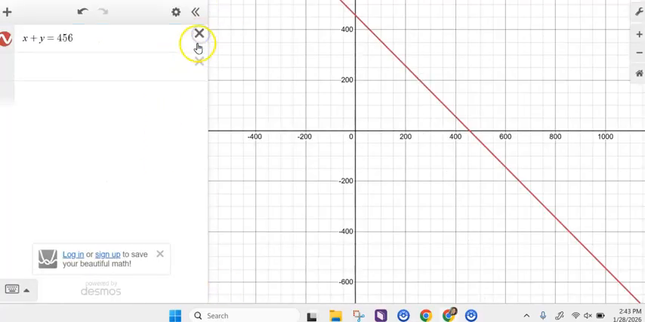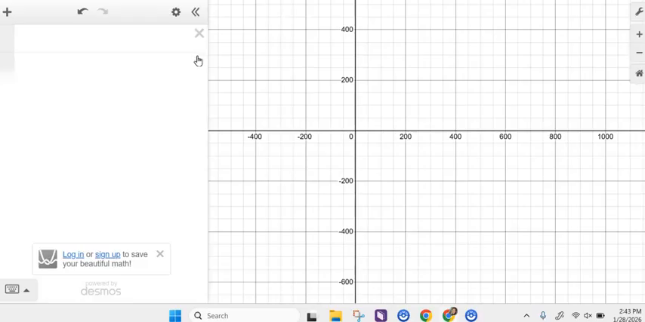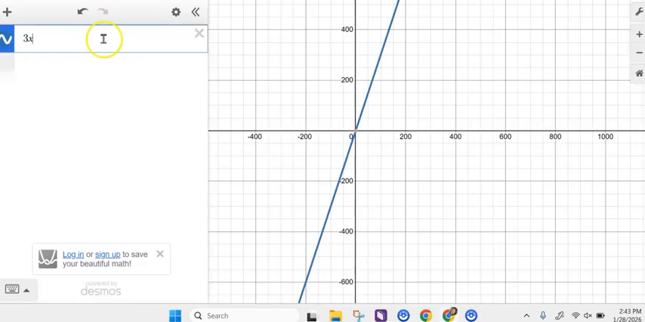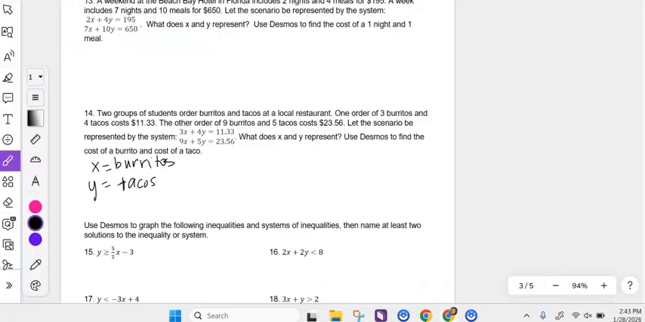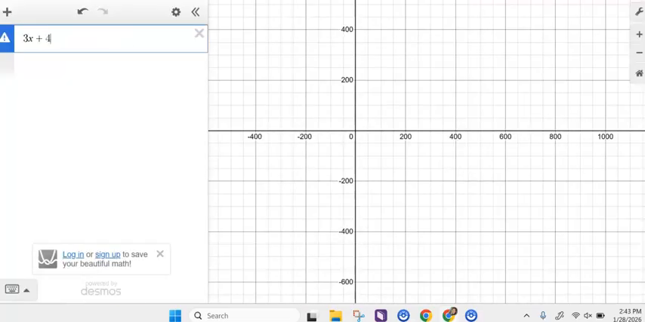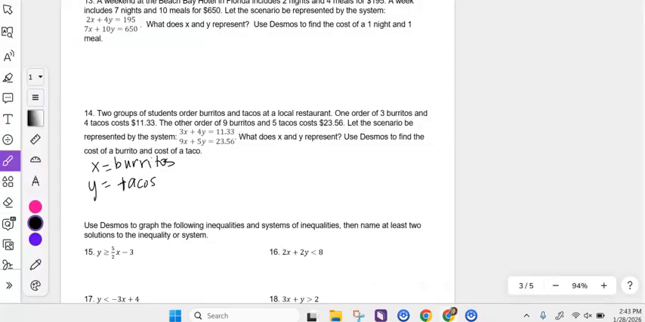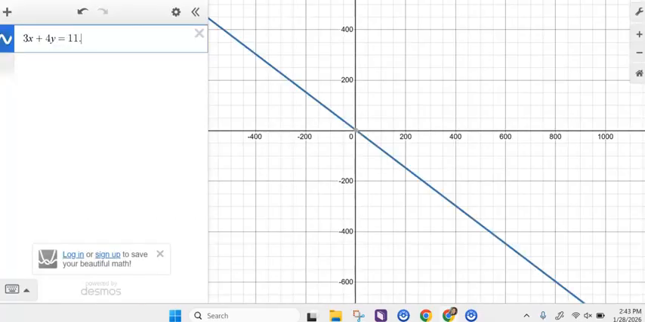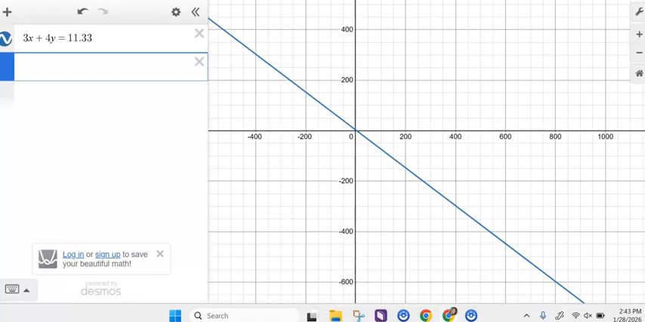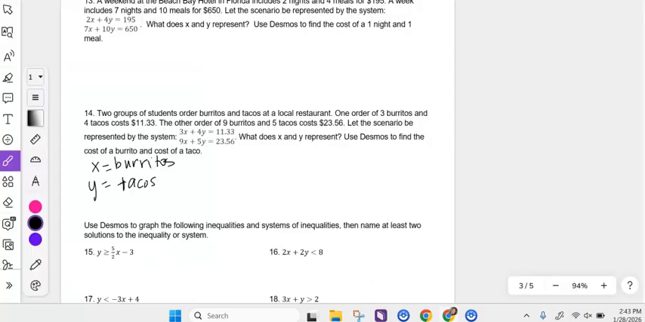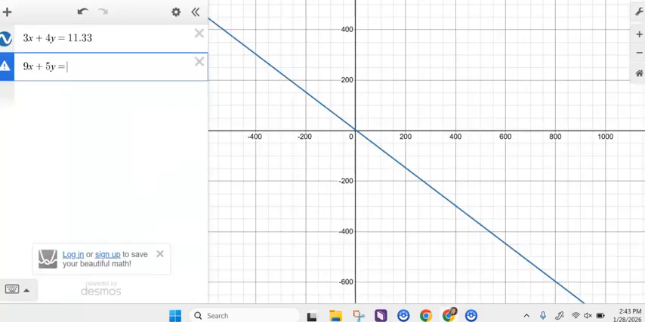And we have 3x plus 4y equals 11.33. And then we're going to do 9x plus 5y equals 23.56.